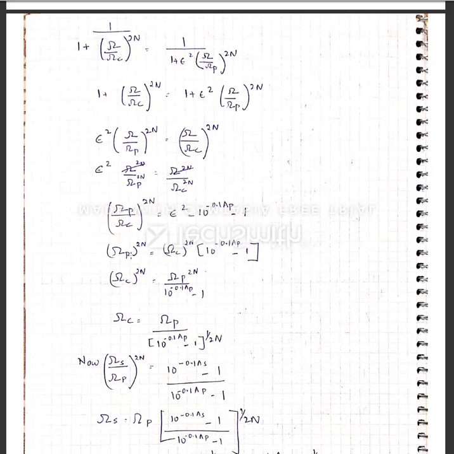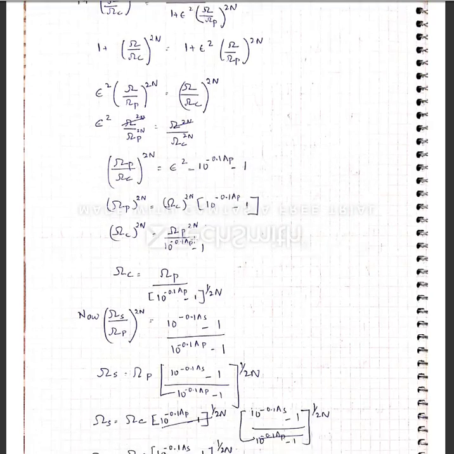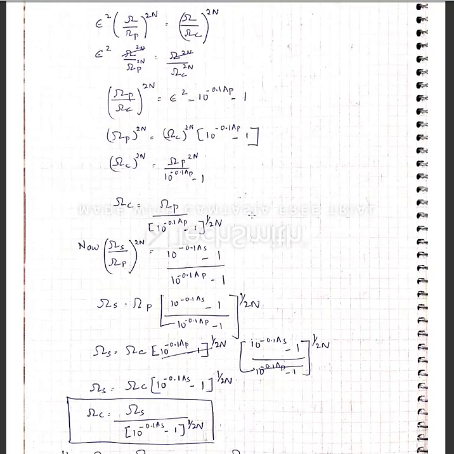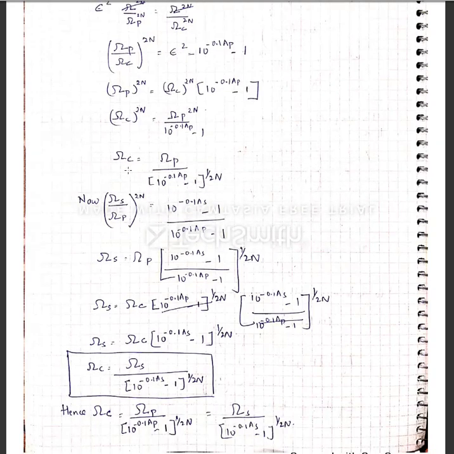Now we are removing this epsilon square. So omega p to the power 2n, omega c multiplied by omega c to the power 2n multiplied by this particular term. Then again we are taking omega c, that will be equal to the elaborated steps, that's it. Very easily you can do it, nothing else. Omega c to the power 2n will be equal to omega p to the power 2n divided by this particular term. But this is not the only expression for our cutoff frequency. Now (omega s by omega p) to the power 2n is equal to this.